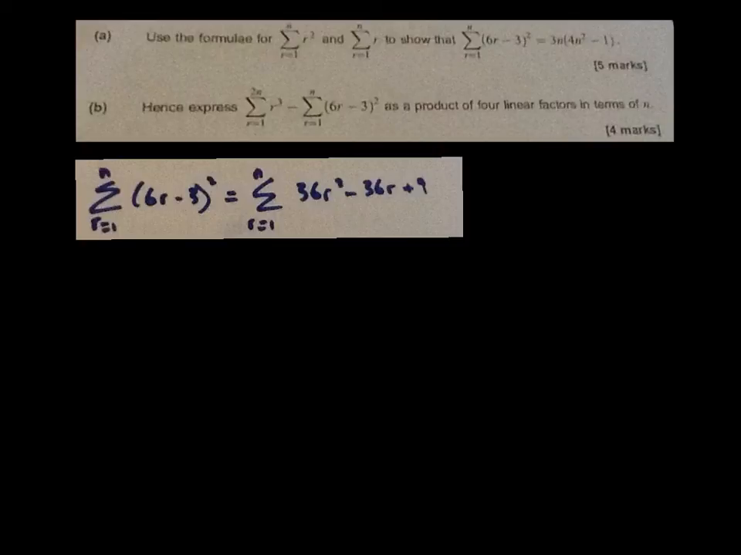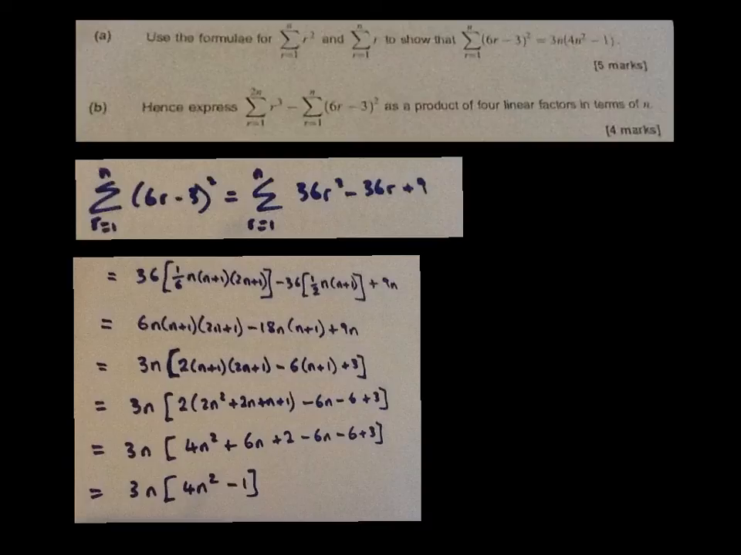Okay, so I get 36r squared minus 36r plus 9. So now I can sub in my formula for r squared and for r and take care with the 9, because if you've got a single number, you would then get 9n. So if the number was 15, you get 15n. That's a common thing that people miss off.